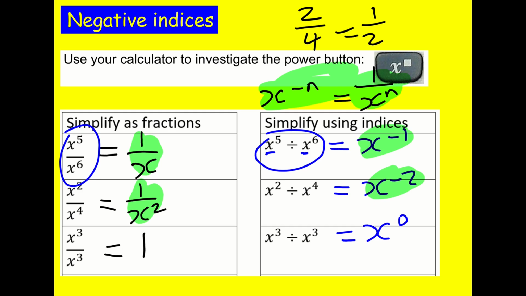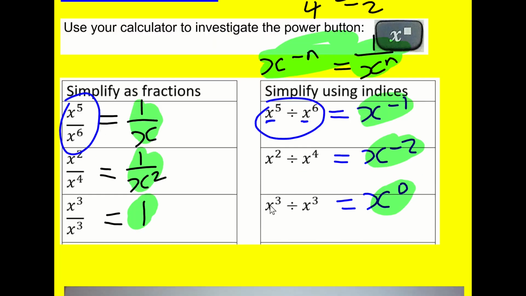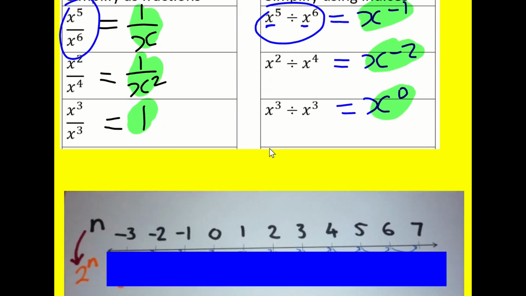The bonus one, just to talk about, is that x to the 0 is equal to 1. So that's something to be aware of. Something to the power of 0 is basically always 1. And again, it's followed from us understanding fractions and understanding the rules of indices. Okay, going to take it a little bit further then.